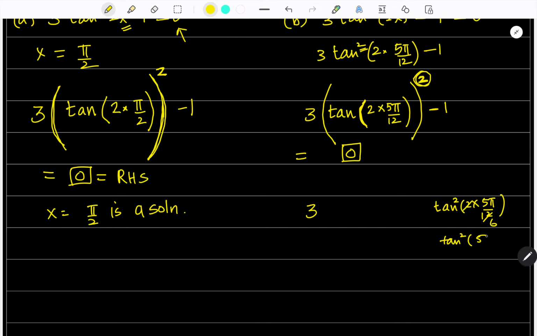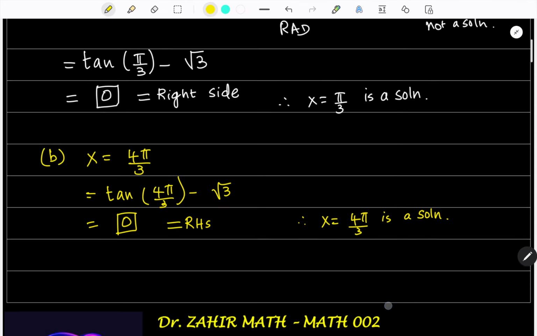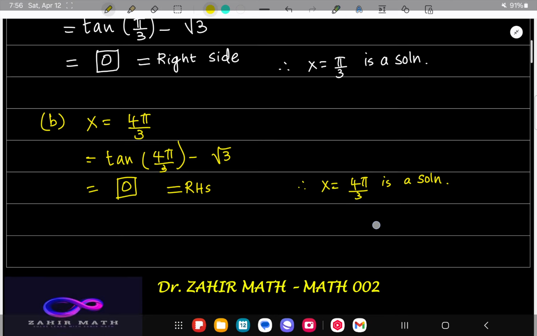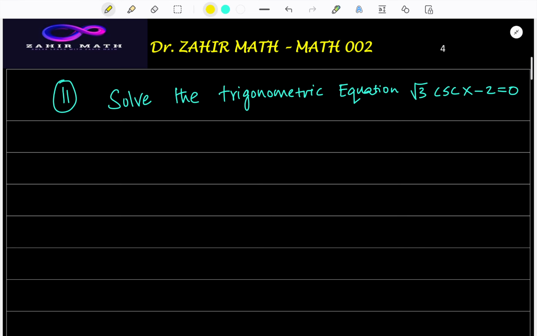So tan square 5 pi by 6 you will get in the calculator. How? Just put tan 5 pi by 6 in the calculator, then square that answer. After that you put it here, you will get the answer. In this way also you can do it. It's very easy. You can just put the value x equal to what is given as a solution. So in this way you can finish these 2 questions. It's not a big deal.